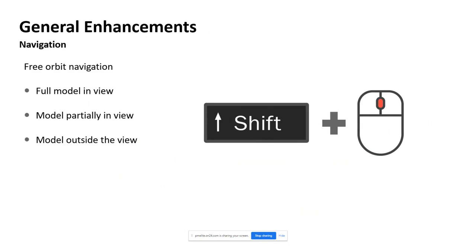For instance, if the full model is in your view, the pivot point of the rotation is now the geometry center. If it's partially in view, the pivot point snaps to the nearest edge, face, or vertex of the nearest component. If the model is outside of your view, the pivot point is your cursor location. So it's really been improved, but this is only for a 3-button mouse using the shift and the middle or wheel button. If you're using your 3D connection or 3D mouse, it works the same way as it did all along. This is strictly just for the mouse.